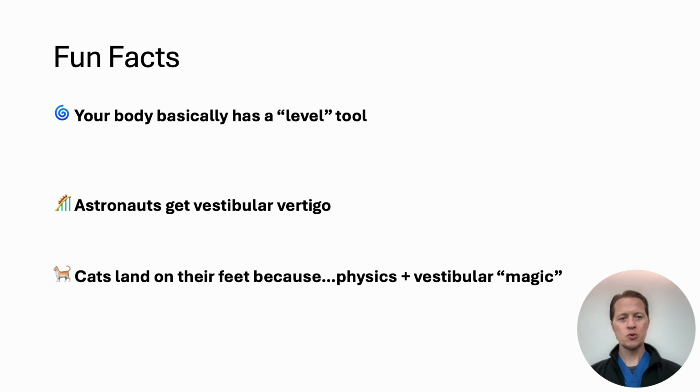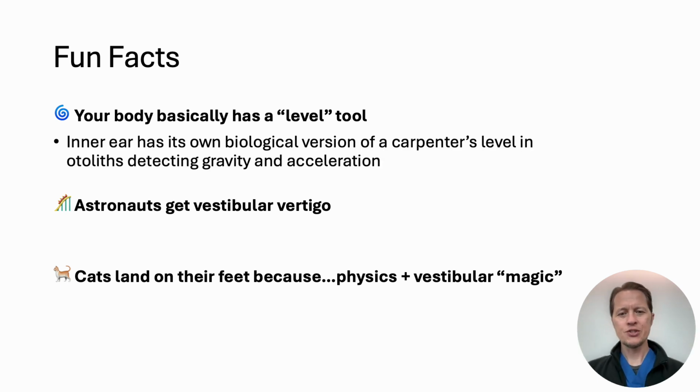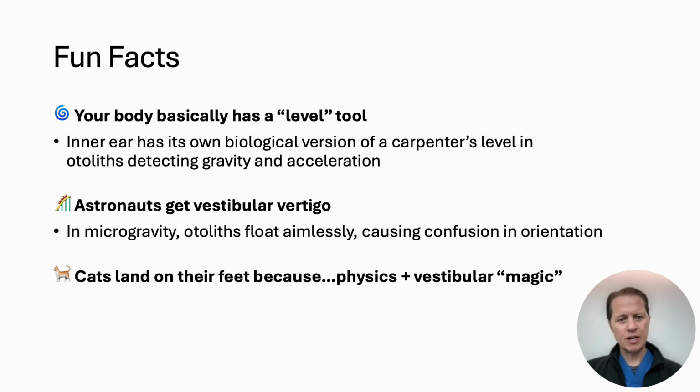So I'll leave you with some cool little fun facts. You can think of your semicircular canal as your carpenter's level, detecting gravity, detecting acceleration, and keeping your body level in space. Another thing we talked about, astronauts can unfortunately get a lot of confusion in their orientation because those little otoliths can float around. We don't really have gravity anymore, being able to detect that linear acceleration, which is why the astronauts do all those various gyroscopic training sessions.